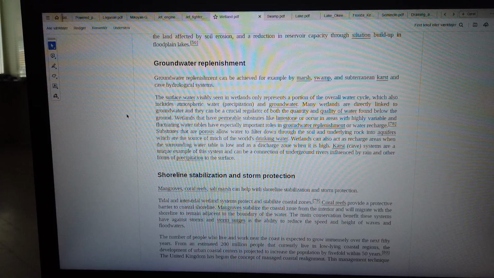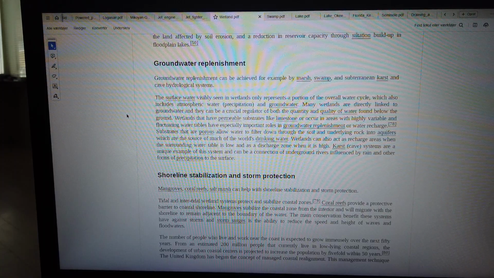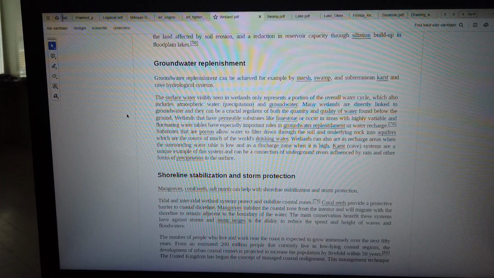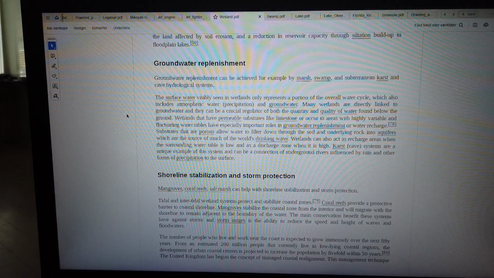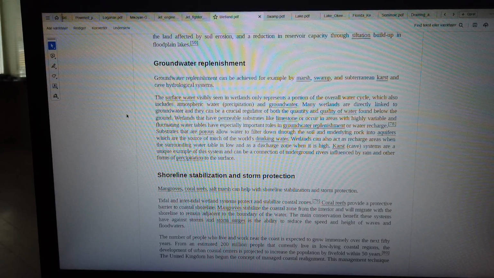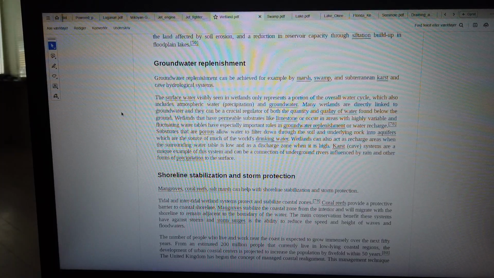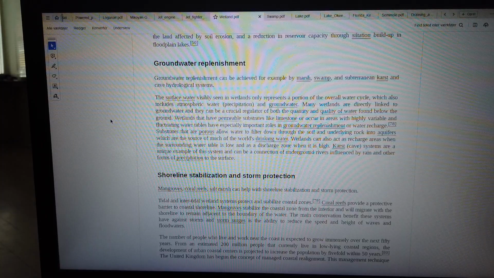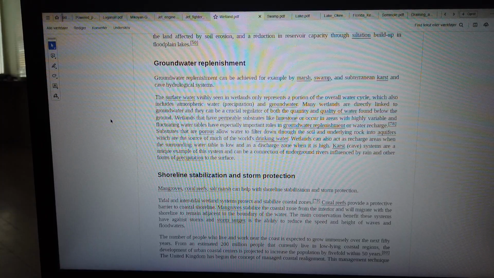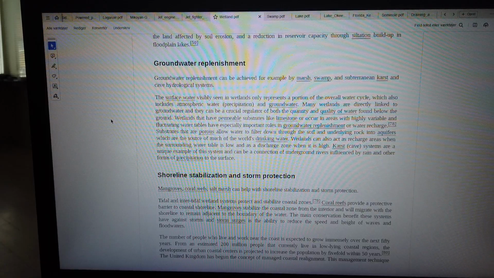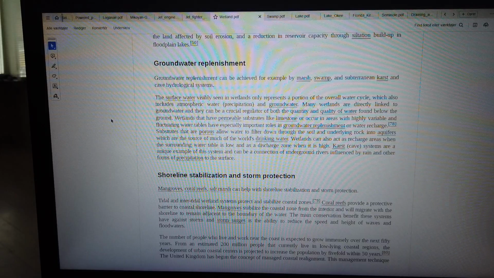Shoreline stabilization and storm protection. Mangroves, coral reefs, and salt marsh can help with shoreline stabilization and storm protection. Tidal and intertidal wetland systems protect and stabilize coastal zones. Coral reefs provide a protective barrier to coastal shoreline. Mangroves stabilize the coastal zone from the interior and will migrate with their shoreline to remain adjacent to the boundary of the water. The main conservation benefit these systems have against storms and storm surges is the ability to reduce the speed and height of waves and floodwaters.